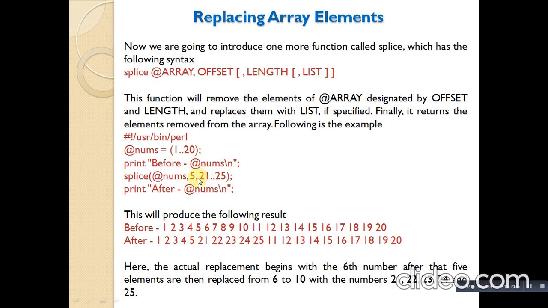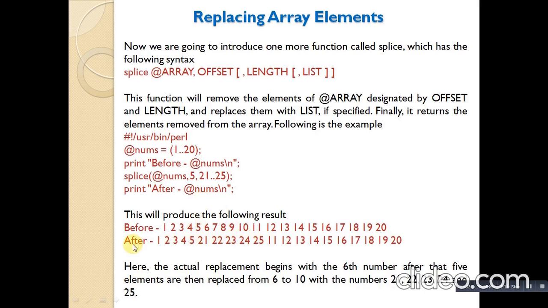Length, I just missed one more 5. After this comma, one more 5 is there. So 5 comma 5 comma 21 dot dot 25. That 5 specifies the length, how many elements are to be replaced in a given list. The list is 21 to 25, so this list replaces 5 values of the existing list.